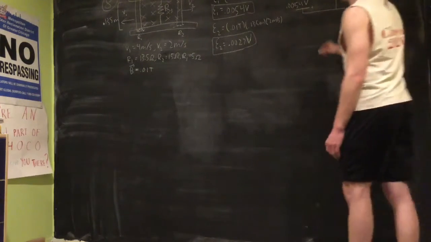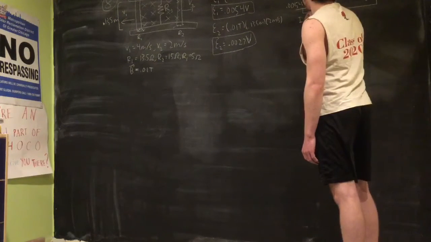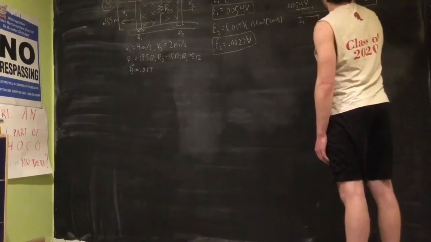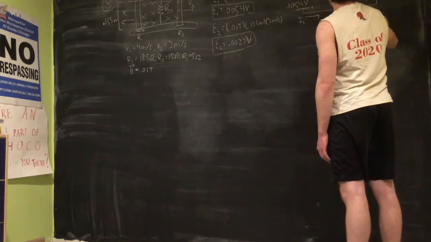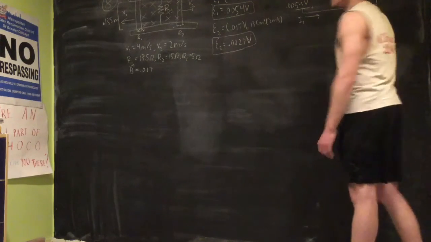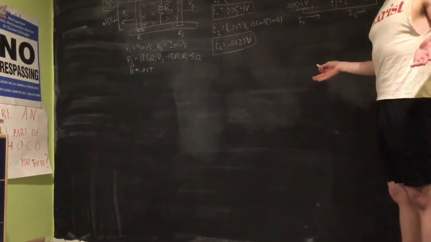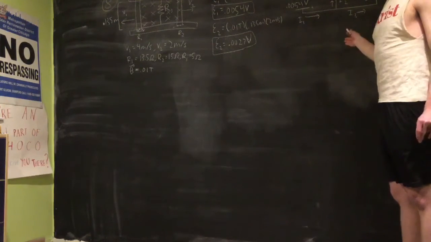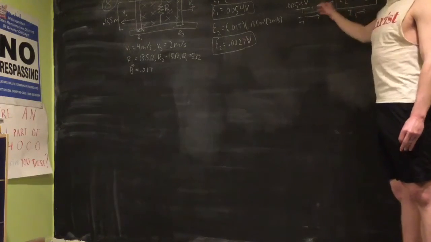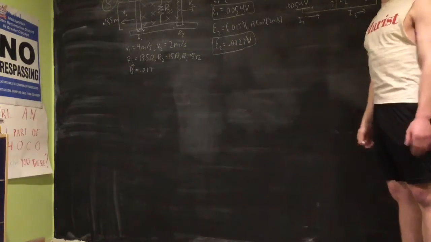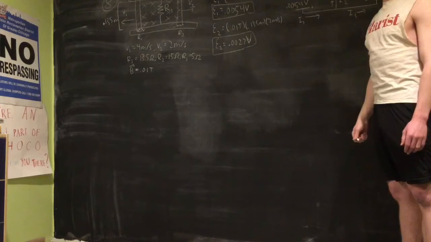I'll say I1 is right here, going this way. I2 is right here, going up. I3 going that way. And these directions are all just random. Maybe I do know the actual directions because I did the problem, but if you flip them around, you just get a negative sign. Not a big deal.